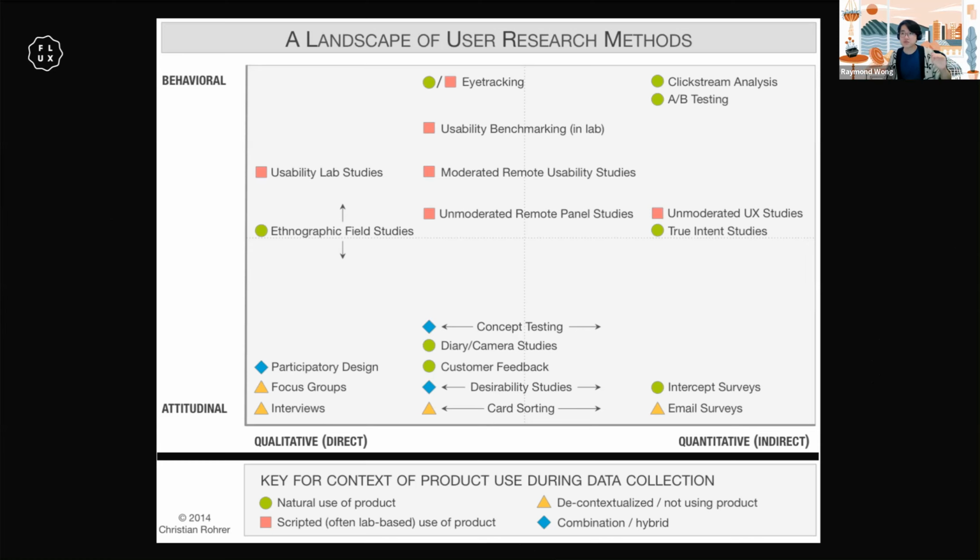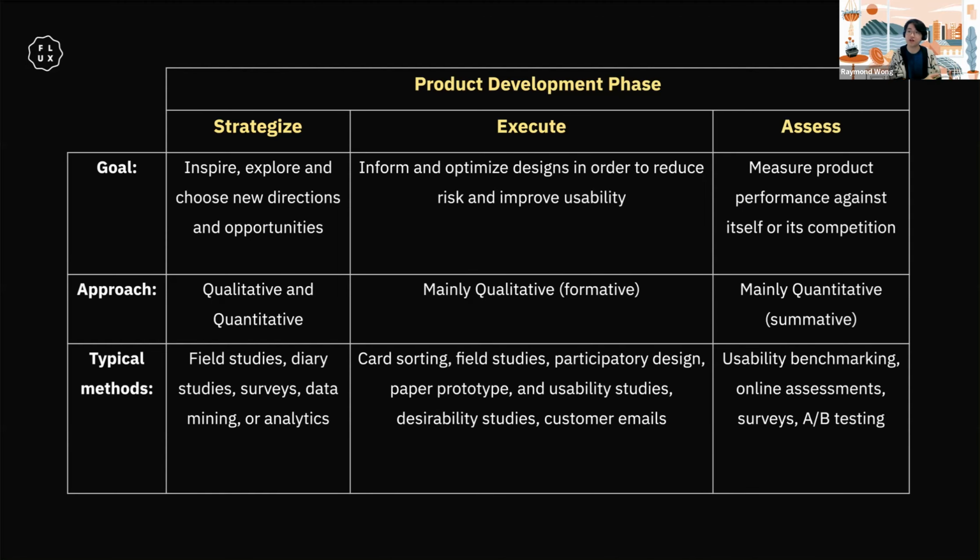And these are all the different tools you can use, and they're so messy. But here's the thing. You don't really want to use all of them or take a long time in picking them, because in the product development or service development phase, you're going to have 3 different goals: strategize, execute, or assess. What you're doing right now is mostly strategize, which is exploring new opportunities, exploring directions, inspiring yourself.